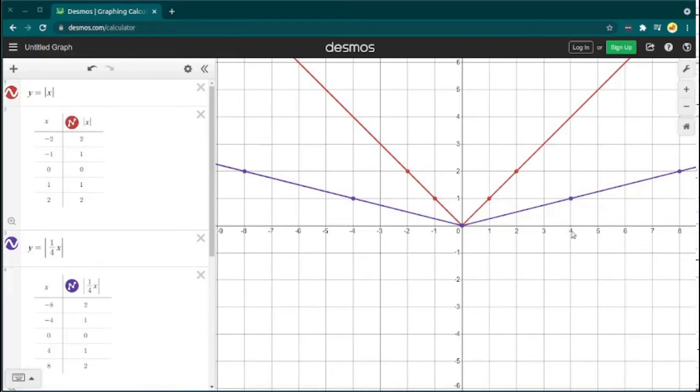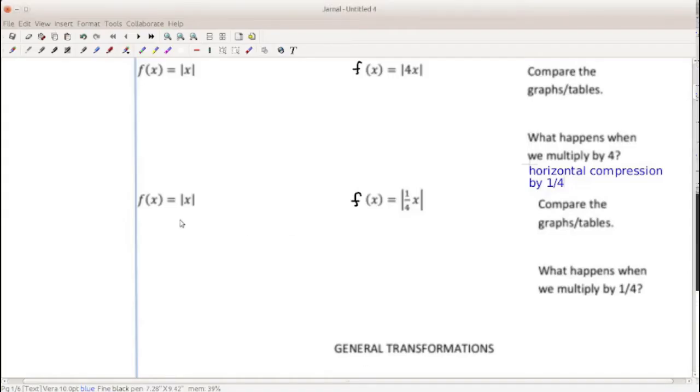So I'm going 4 times as far in the x direction to get to the same height on the y-axis. And that's true. Over 2 up 2 is now going to be 4 times over, 8 over, up 2 to get to the same y value. So this is now being stretched. It's a horizontal stretch by 4. So what happens when we multiply it by 1/4 inside? We have a horizontal stretch by 4.